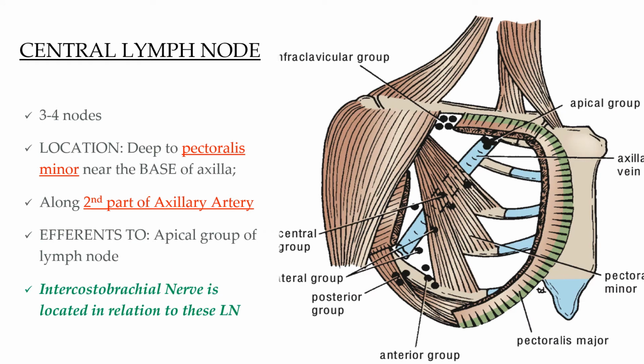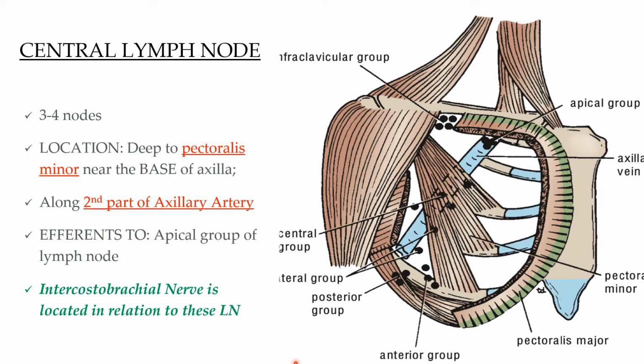Central group of axillary lymph nodes. These lymph nodes are 3 to 4 in number. They are located deep to pectoralis minor muscle near the base of axilla. Over the base of the axilla, they are located along the second part of the axillary artery and axillary vein. These central group of lymph nodes drain the lymph from anterior, posterior and lateral group of axillary lymph node, and finally the lymph from these lymph node goes to apical group of lymph nodes.